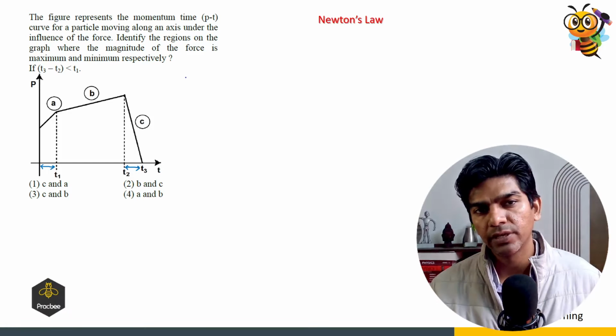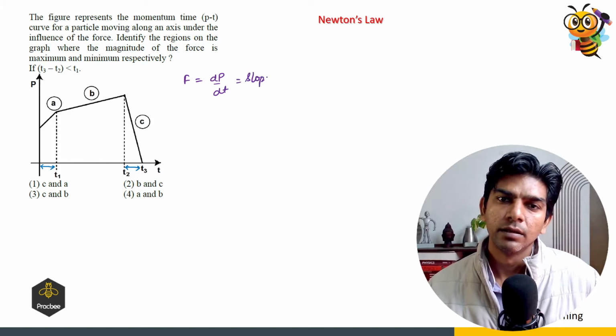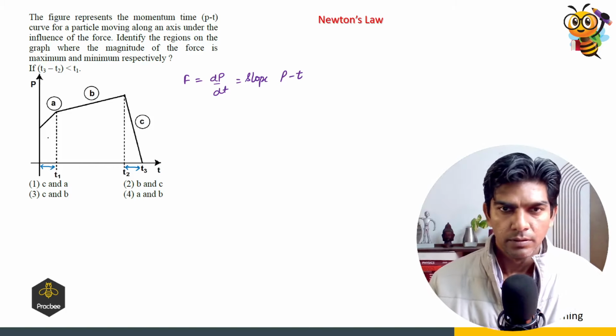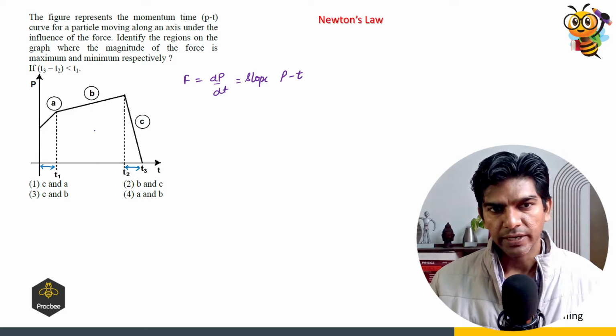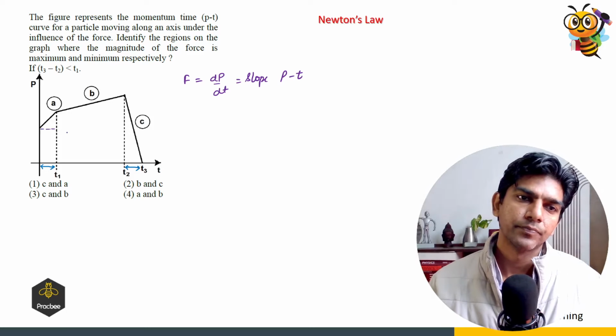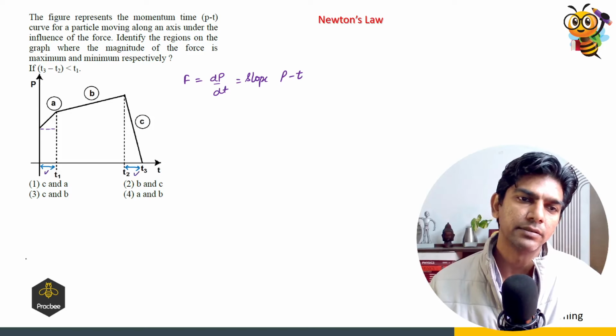We have to find the force, and we know by Newton's second law, force is the rate of change of linear momentum. So we can say it will be the slope of this PT graph, right? So we have to check the slope magnitude. The more the steepness, the more the force. And we are given T1 is greater than this length.